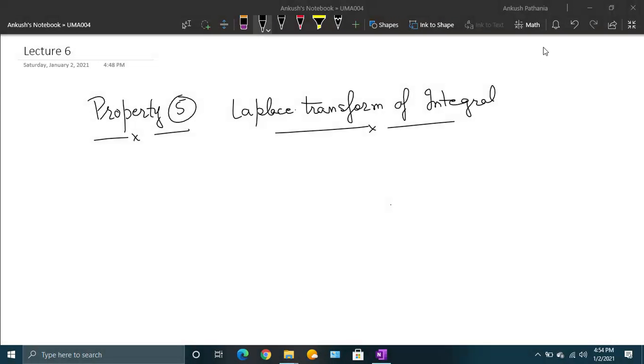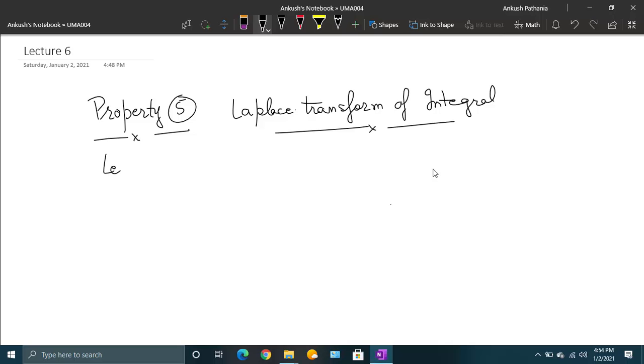Okay, so hello students. This is your lecture number 6. After doing property 4 in the last lecture, regarding the Laplace transform of derivatives and how we can find the Laplace of derivatives, we also did some questions related to the application of Laplace transform, where we solved the differential equation using property number 4 and various other properties.